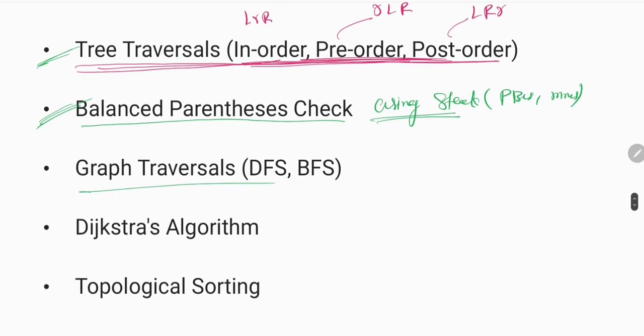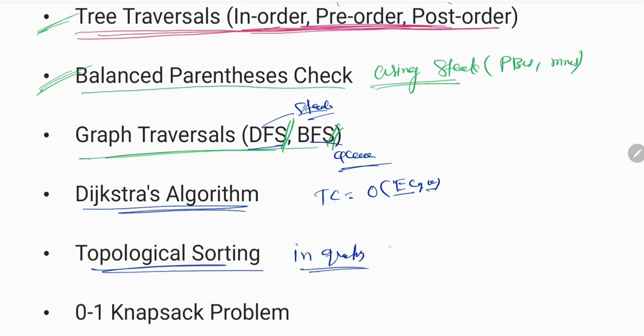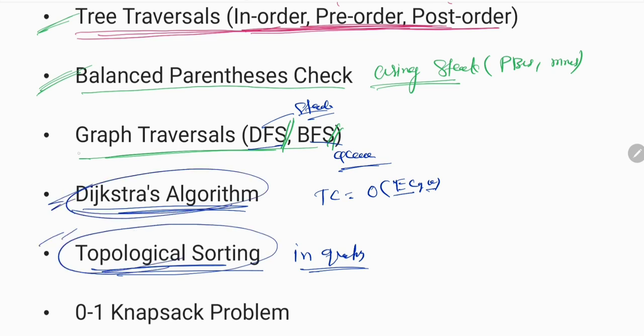And graph traversal, there are two types of traversal, DFS traversal and BFS traversal. As I told you earlier, in DFS we mostly use a stack, and in BFS we mostly use a queue. And Dijkstra's algorithm, just remember the time complexity, it is E log V, where E is the edges in the graph and V is the vertices. And topological sort is also important. Topological sort in a graph is a base for detecting cycles. Topological sort is a very famous question. So practice these two also.